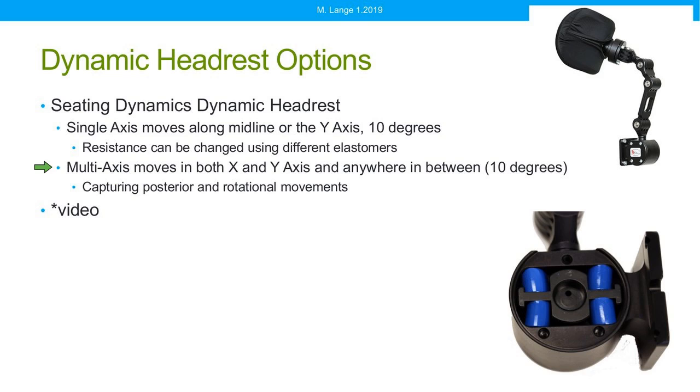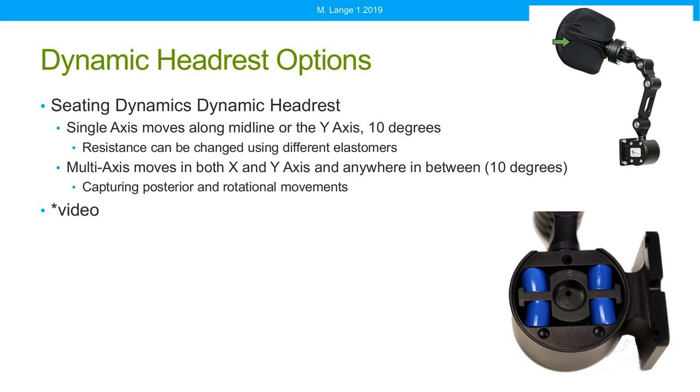The multi-axis moves in some rotation, and what's nice about that is that many of our clients do not move their head directly rearward. There's some rotation when they extend. Some of the systems on the market that provide dynamic movement at the neck only capture movement in a bidirectional manner, meaning straight anterior, straight posterior, and don't capture rotation well. They might jam.